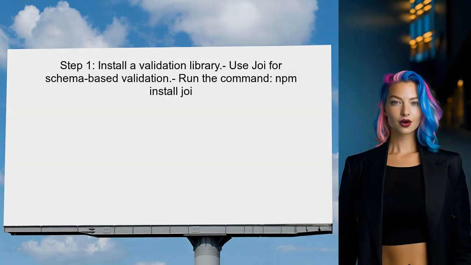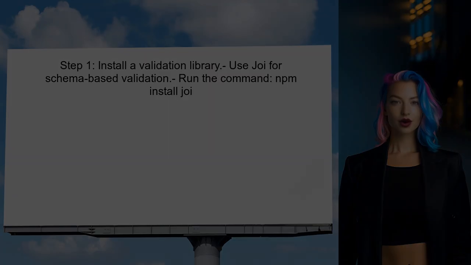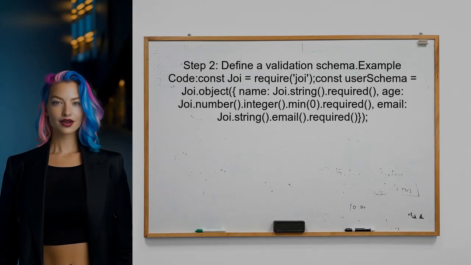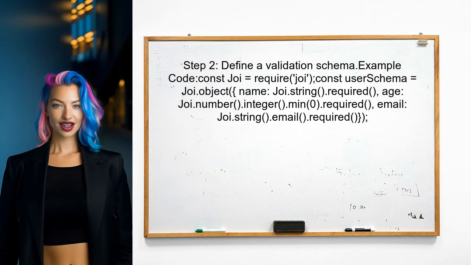To implement runtime object validation in TypeScript, the user should start by installing a validation library. One popular choice is Joi, which allows for schema-based validation. Next, the user should define a validation schema that matches their TypeScript interface. This schema will be used to validate incoming data.